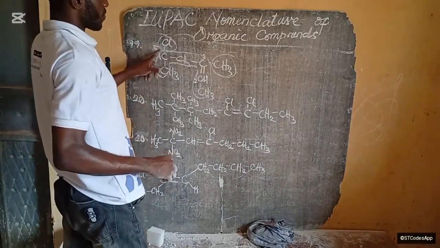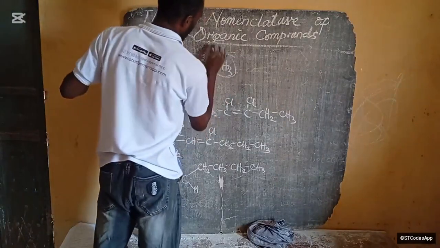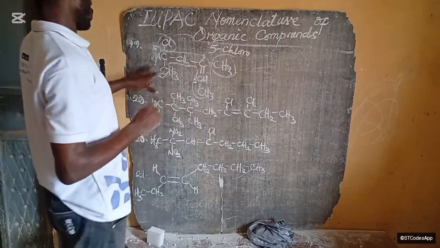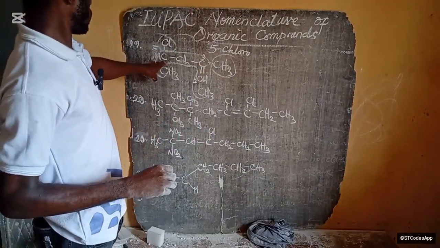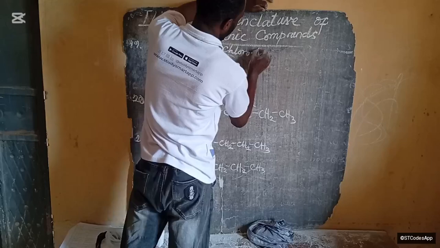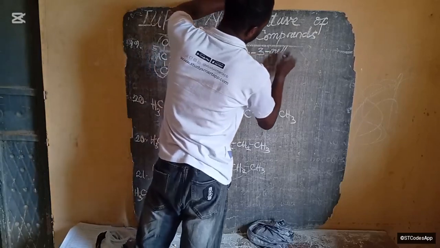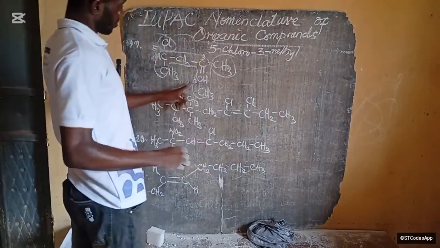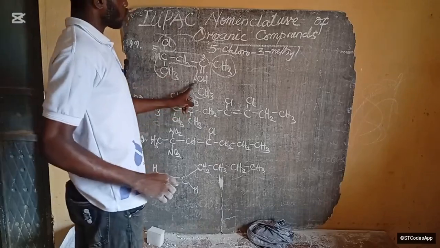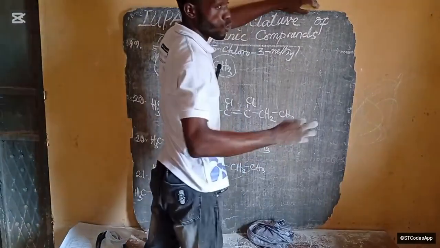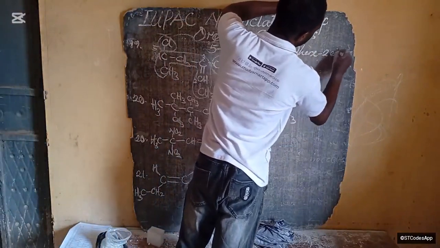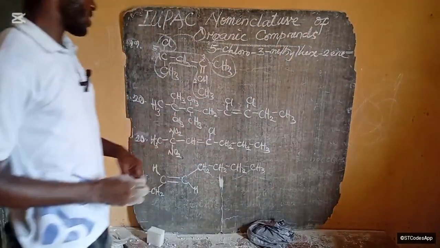So we have 5 chloro, 3 methyl, 1, 2, 3, 4, 5, 6 hex, 2-ene, or 2-hexene. And so that's the name of that molecule.